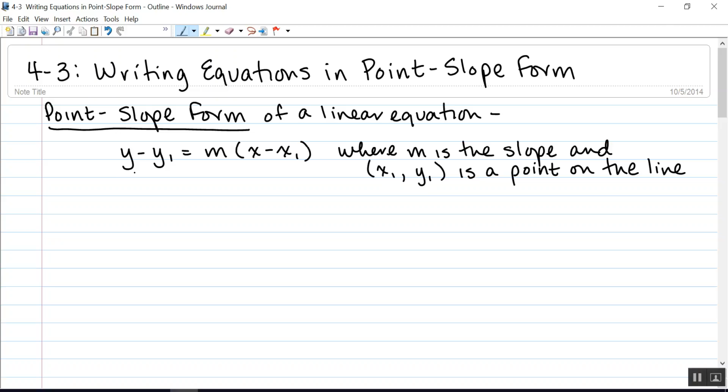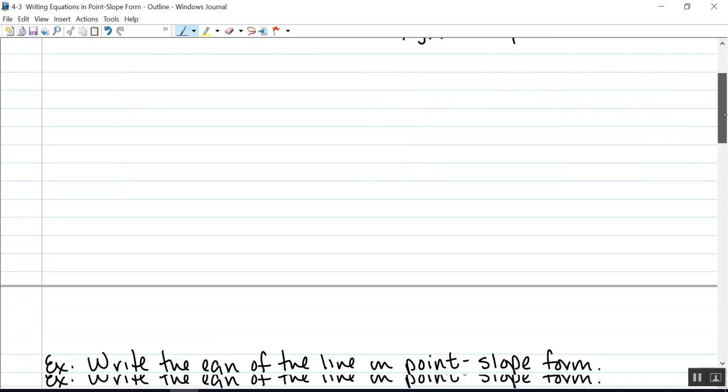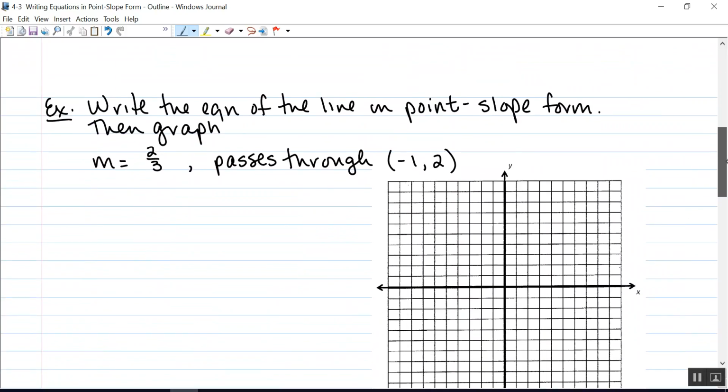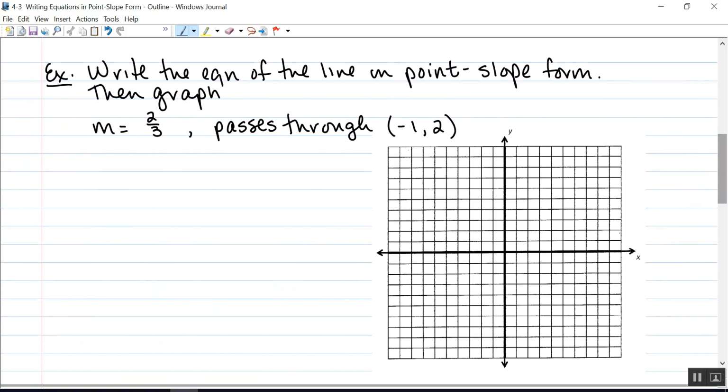And this y in the front here and this x right in the parentheses will stay x and y in your final equation. Let's take a look and see what that looks like. So this first example says write the equation of a line in point-slope form that has a slope of 2/3 and it passes through the point -1, 2, and then we need to graph it.